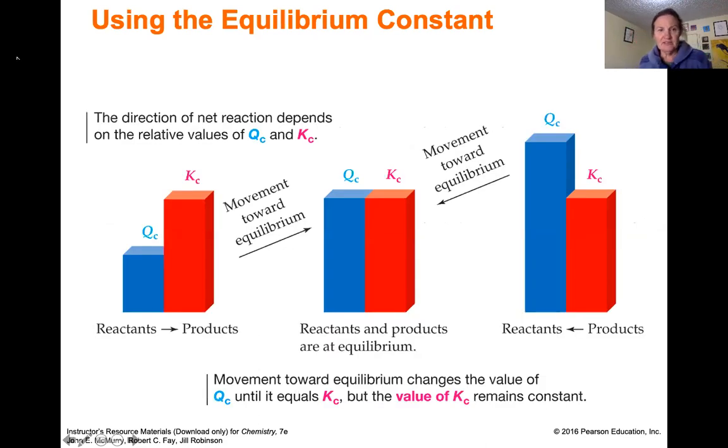So this is just showing this in a more visual way when you think about the relative values. QC smaller than KC, reaction goes forward. QC bigger than KC, reaction goes backwards. And you'll always reach the point at which they're equal to each other because reactions are always going to equilibrium.